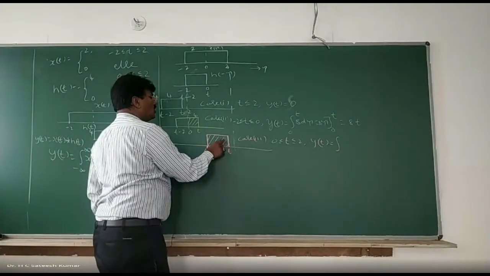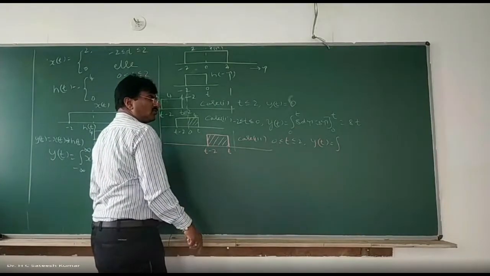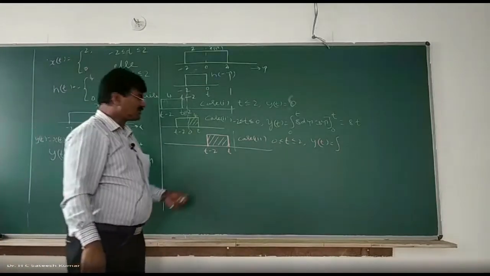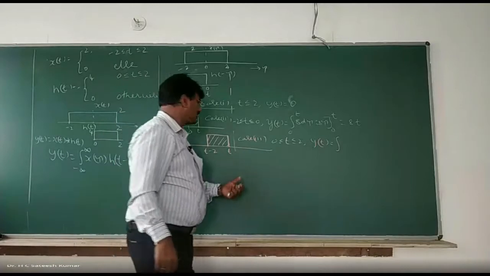Width is 2, height is 4. 2 into 4 is 8. 8 multiplied by 2, 16 will be the answer. Shall we check it out? So we have predicted the answer now. So answer has to be what? 16. Shall we go for that?